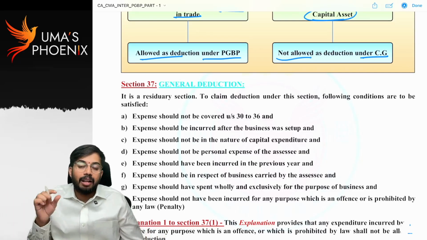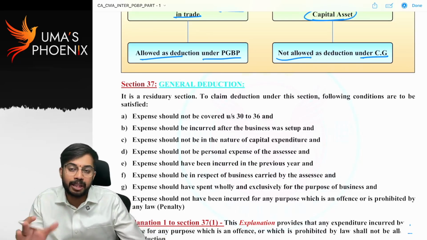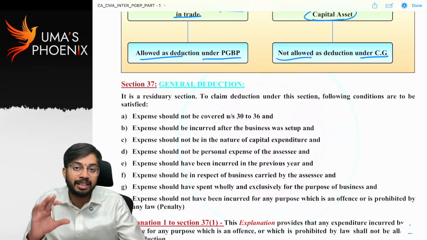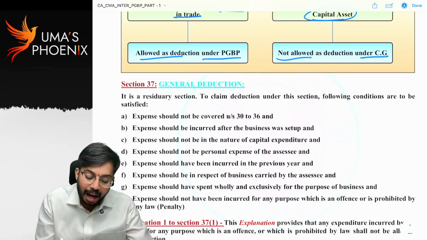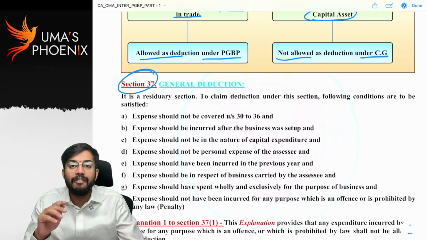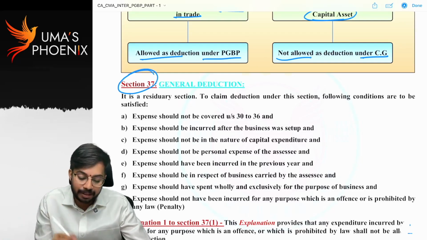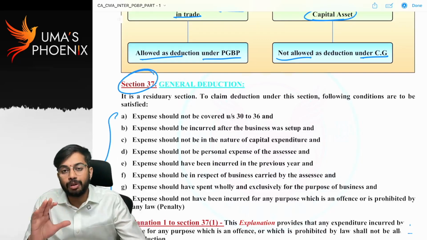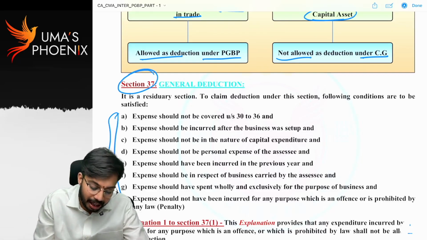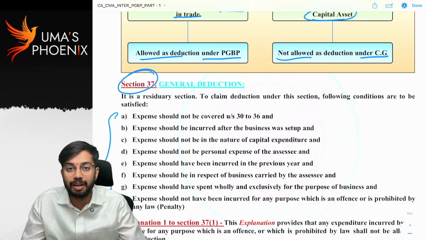So that's why in law, whatever the specific expenses are there, for specific expenses, separate provisions are written. Those expenses which are not covered under section 30 to 36, remaining all expenses are allowed as deduction under section 37. So 37 is a residuary section which allows deduction for remaining all expenses subject to satisfaction of these conditions. So if you want to claim any expenditure that is not covered under section 30 to 36, all these conditions are required to be satisfied. Only if these conditions are satisfied, then only such expenditure is allowed as deduction.